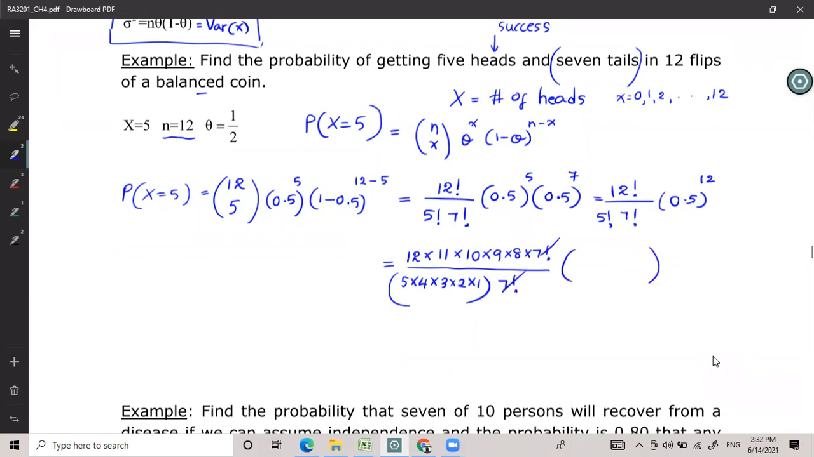Okay, there are some other values we can cancel, right? We can cancel 4 times 3, 12. 5 times 2, 10. So what is the rest? 11 times 9 times 8. So find these two values, multiply them, and you can find the probability.